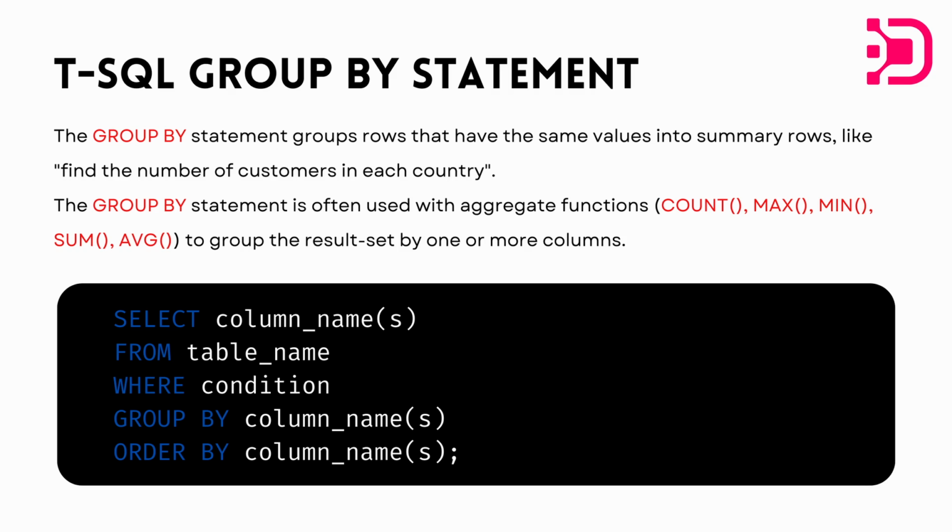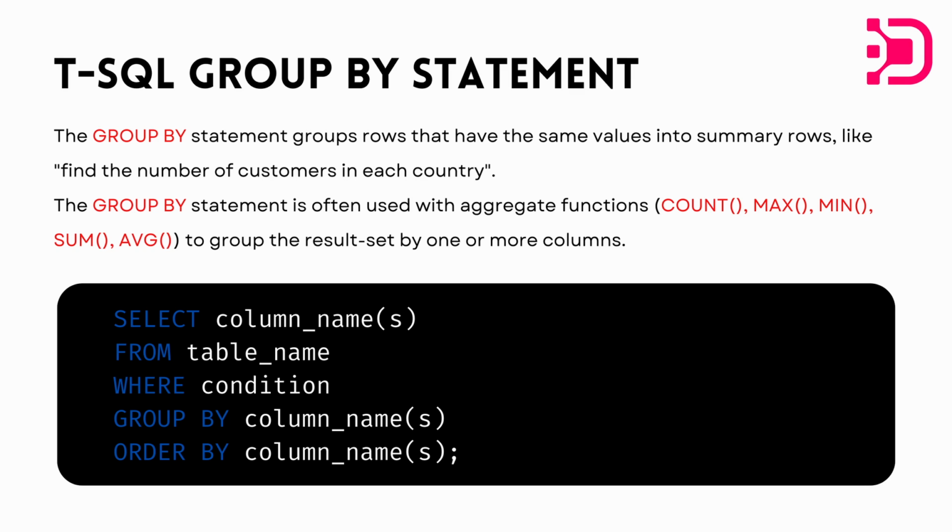So the group by statement groups rows that have the same values into summary rows based on aggregate functions that you are using. So it's basically used to group result sets of aggregate functions by one or more columns. What that would mean is if you wanted to find the number of customers, you would use a count aggregate function. And then if you wanted to find the number of customers for each country, you could use this group by statement and specify the country column in the table.